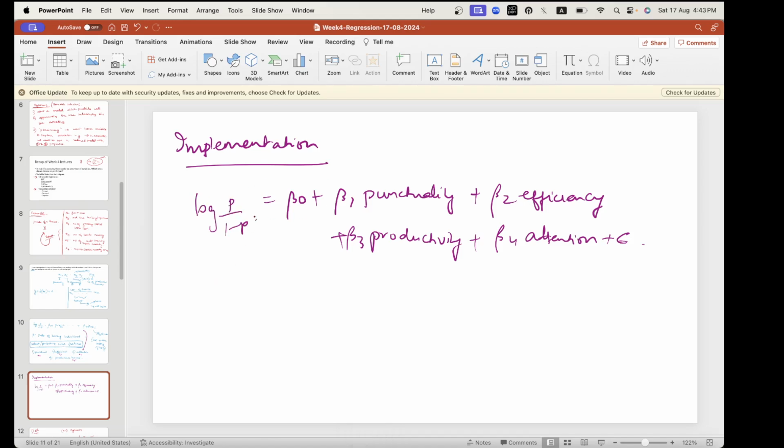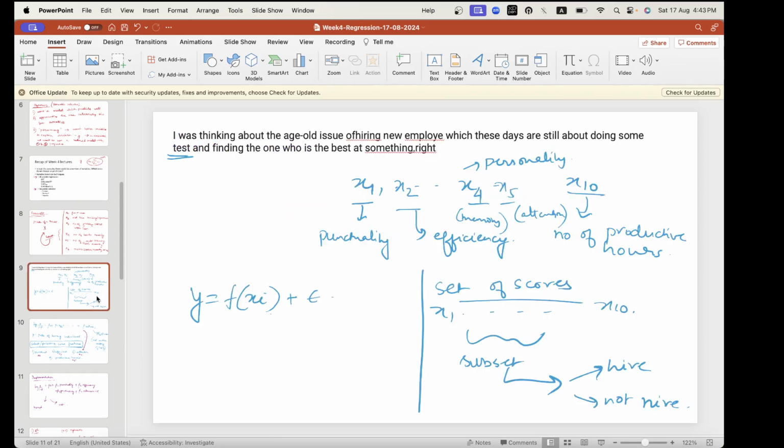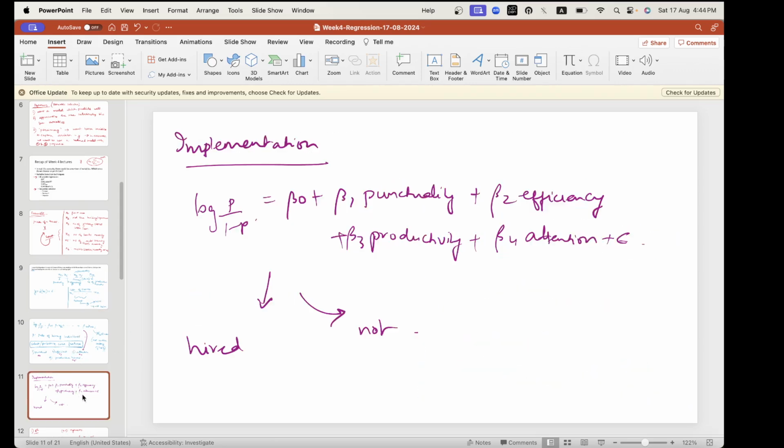And then you estimate everything, and then you find out whether you classify an individual, whether that person will be hired or not. So this is the first model that you were trying to say, and from whatever I got from your words, this is that problem.